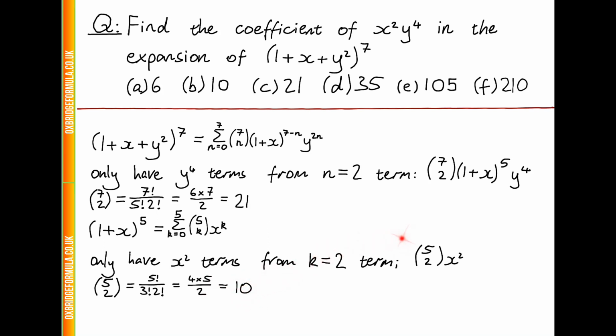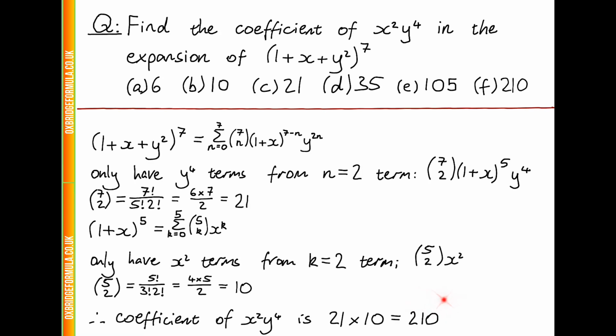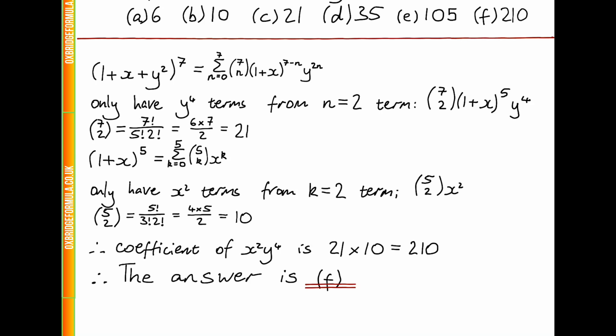So therefore, we see that we have 21 lots of (1 + x) raised to the 5th power times y to the 4, and that's where all of the y to the 4 terms come from in this sum. And then within that, we have 10 lots of x squared. So therefore, the coefficient of x squared y to the 4 is just going to be 21 times 10. And we can see that that's equal to 210, which is option F. So therefore, our answer to this question is option F.